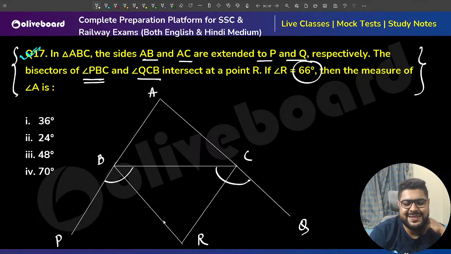Angle R is given as 66 degrees. They are asking the measure of this angle. What is this angle?